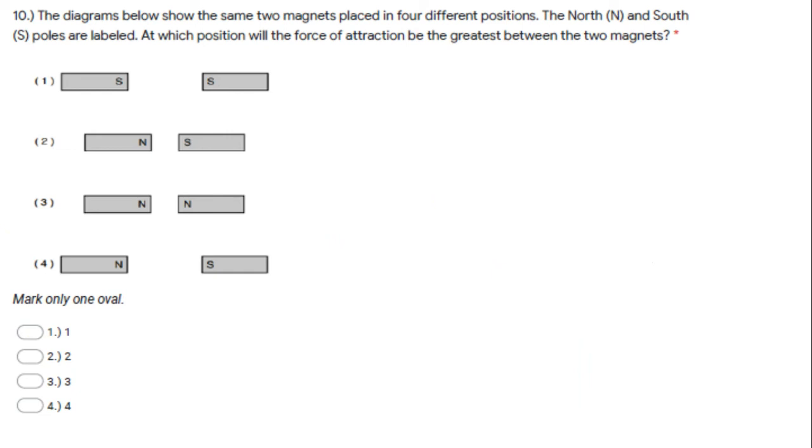All right, last one, question 10. The diagrams below show the same two magnets placed in 4 different positions. The north and south poles are labeled. At which position will the force of attraction be the greatest between the two magnets? Is it choice 1, 2, 3, or 4? Right, the correct answer choice is 2, this one here.